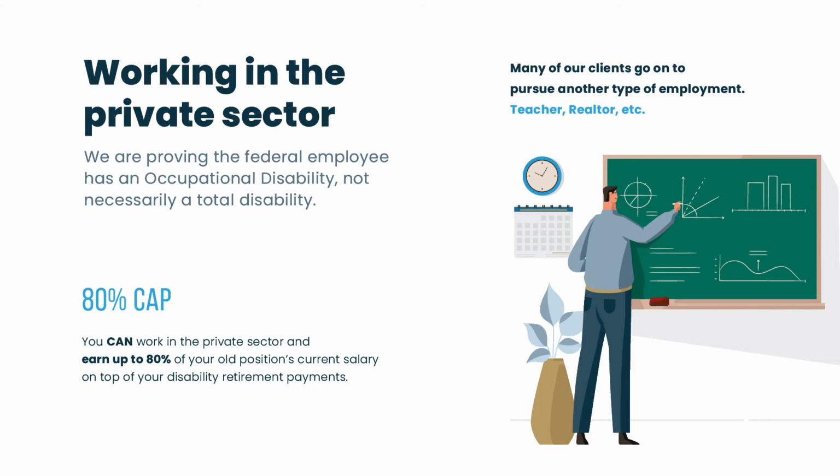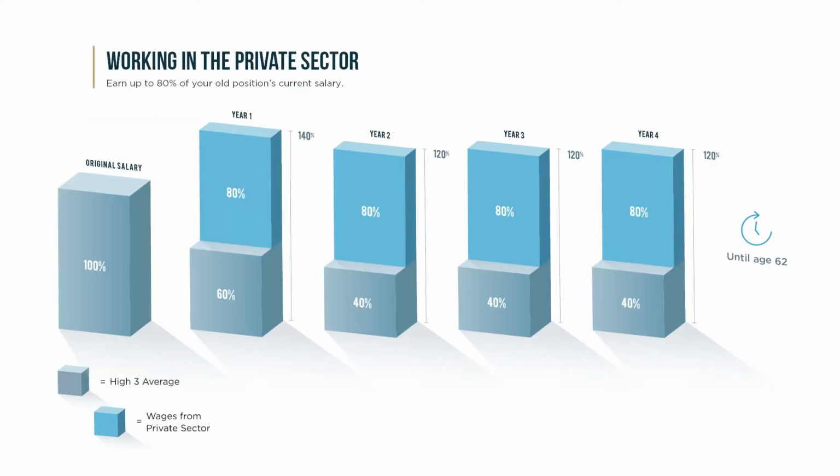Perfect. And we have another chart here just to break down these numbers, what it can look like when receiving disability retirement in addition to working in the private sector. Anna, can you go into these numbers some too? Yeah, so let's again use $100,000 as an example. So if your original salary was $100,000, that's represented by this first bar.